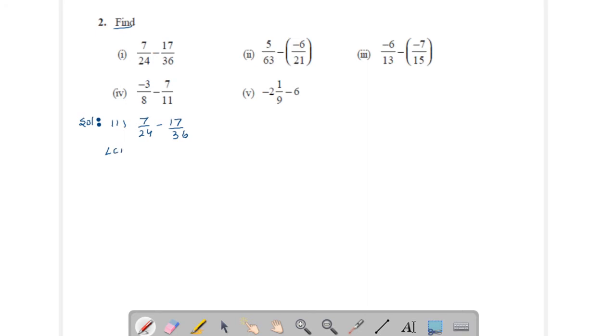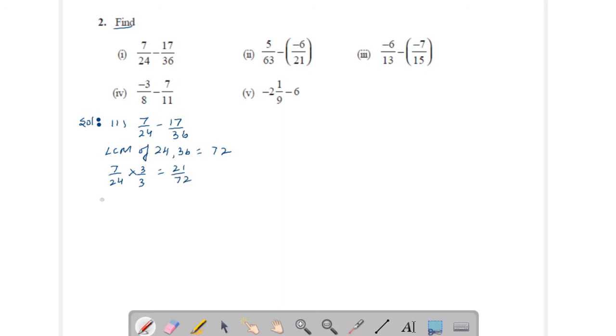LCM of 24 and 36 is 72. Take first rational number 7 upon 24. Here denominator is 24. Divide LCM 72 by 24. You will get 3. Multiply by 3 in numerator and denominator. You will get 21 upon 72.